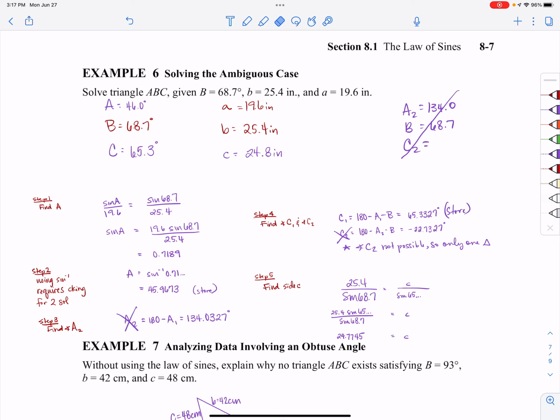All right, now I'm going to go back and do example 5, but I'm going to put it in its own video because it's the two solution case. And in my opinion, it's probably the hardest of all of the ambiguous options. So I'm going to give it its own video. So hang tight.